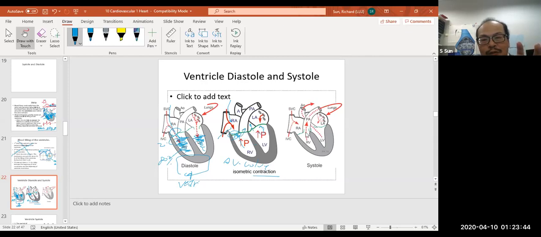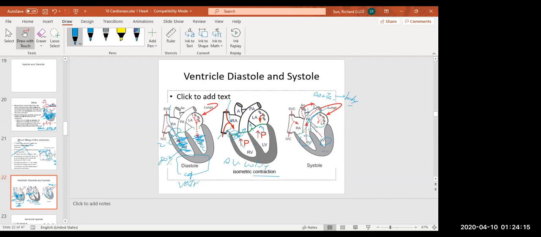Push it open. Then we have the squeeze of the blood from the left ventricle and the right ventricle into the pulmonary artery and the aorta, into the body. So that's the ventricular systole, ventricular contraction.